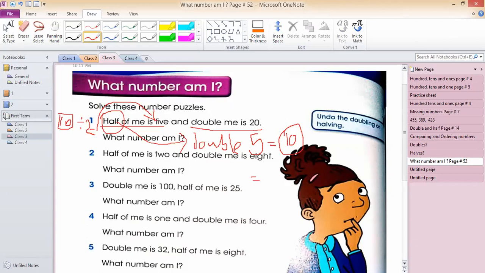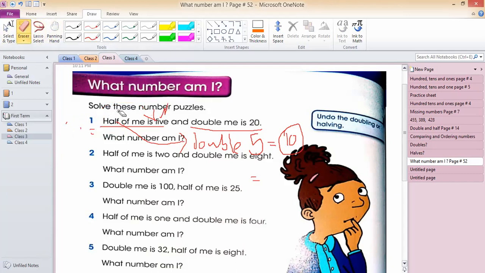Okay. So in the question, what you have to do, the question is giving you 2 hints. Half of me is 5 and double of me is 20. What number am I? There is a number. If you find out the half of that number, the answer should be 5. This is the hint by question. What number am I? You have to find out. So you will undo it. You will find out the double of the 5, and in that way you will find out the answer.